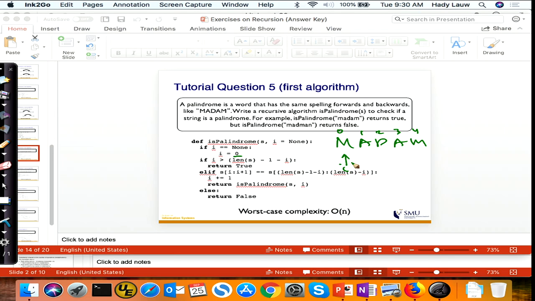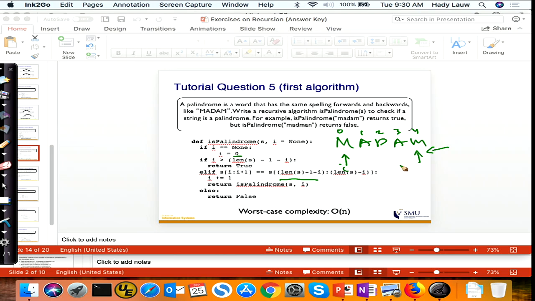The twin of I, it means that if you take I steps from the left, then you want to take the same number of steps from the right. So that's why you have this following expression, the length of S, the length of the whole string, minus 1, which is the last element, minus I. So you're moving from right to left. In this case, the twin of 0 is going to be 4. And then you check whether or not they're the same.